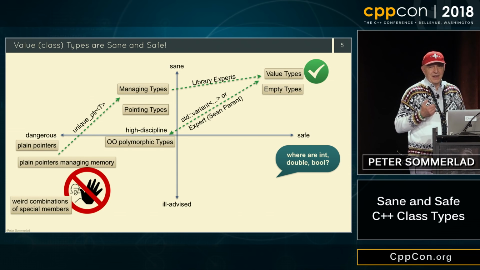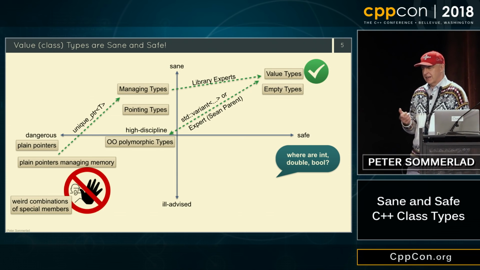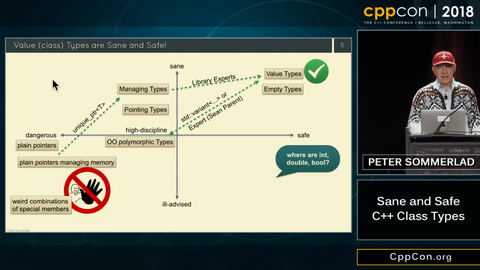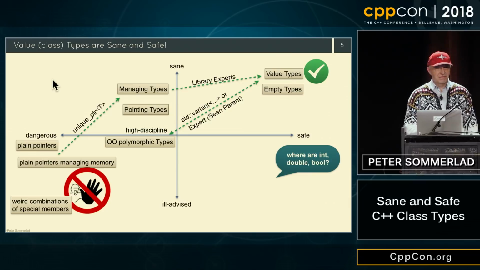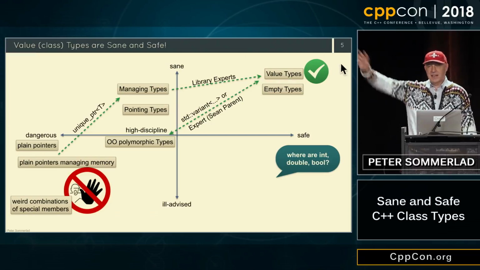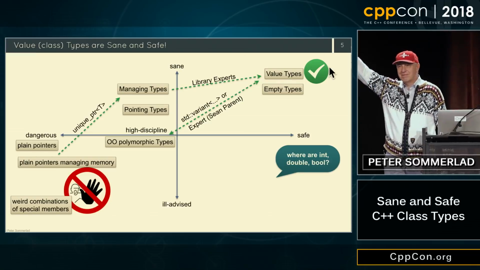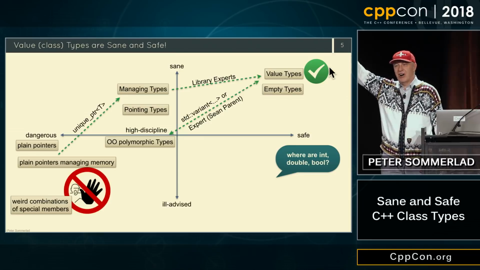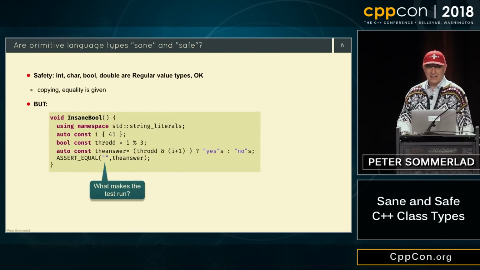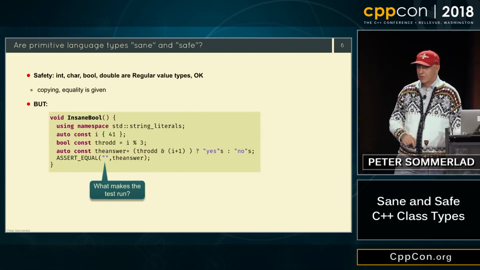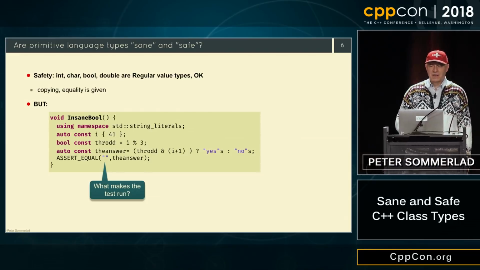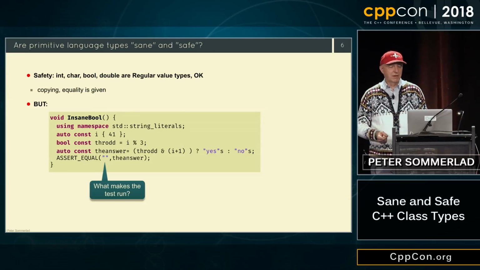But the question is, where are the built-in types? They are not class types. Any idea? Would it be that quadrant? Sane but dangerous? Anyone there? Value types, sane and safe? Oh, you're so wrong. They are actually in that other area. I'll give you an example. Bool. Simple. There are regular types in char, bool, double, but.